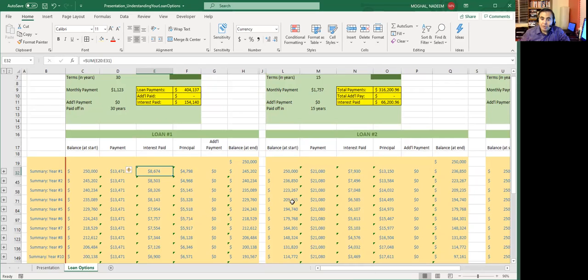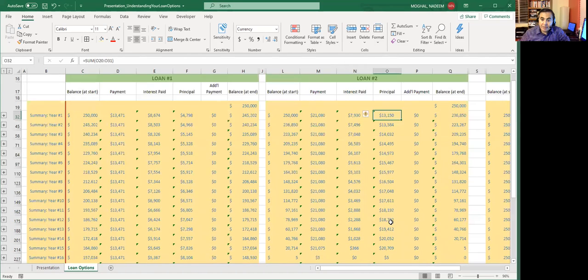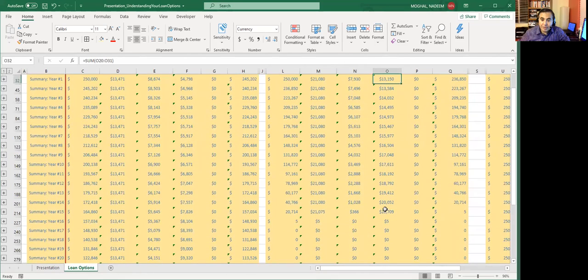Look now at loan option number 2, which was amortized over 15 years. So the payments were much higher. In the first case, we are paying $13,471 in the whole of the first year. In this case, we are paying $21,080 in the whole of the first year. Of that, the portion that goes towards interest is $7,930. But look at this, the principal deduction was $13,150. And this amount continues to go up until, in 15 years, the loan is paid off.